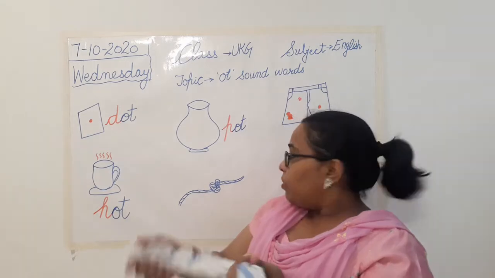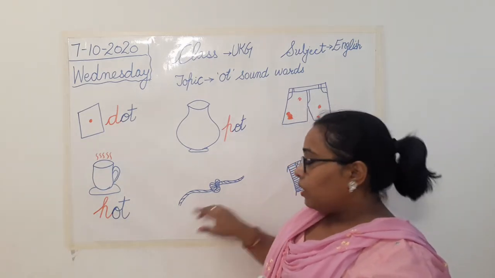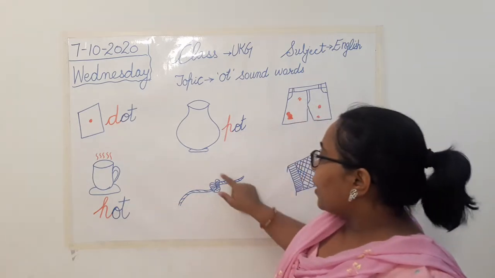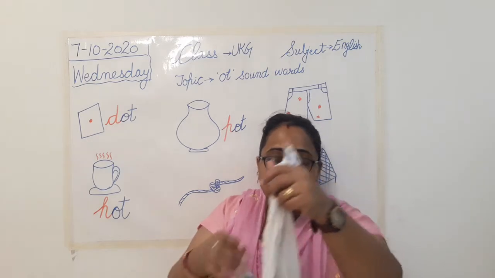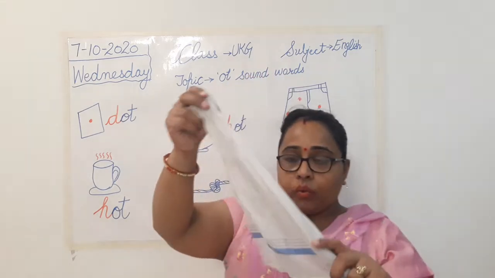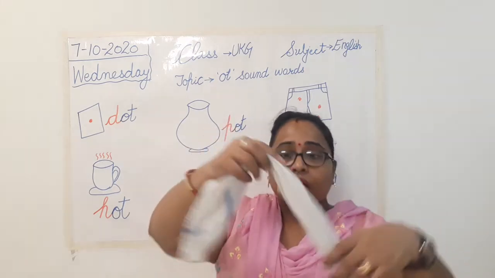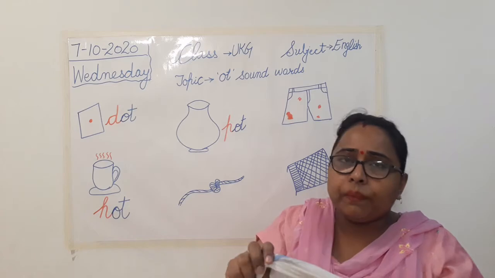See? So this is with the help of a rope. I'm showing you this picture. In this picture, the knot is made with rope. Rassi ki gaant hai. But I can show you with hanky also. So many of you do this in class. I know that. So you all have a hanky with you. Take a piece of hanky, or you can take any piece of cloth. If not a hanky, take any piece of cloth.